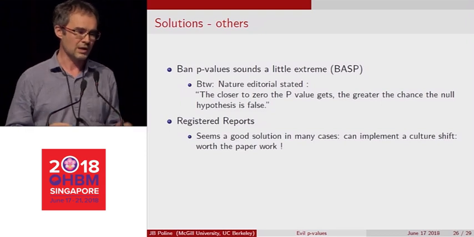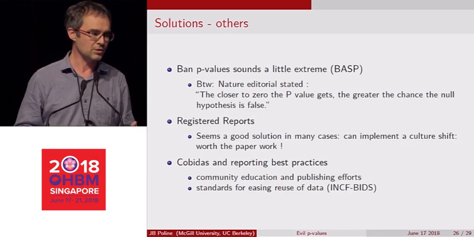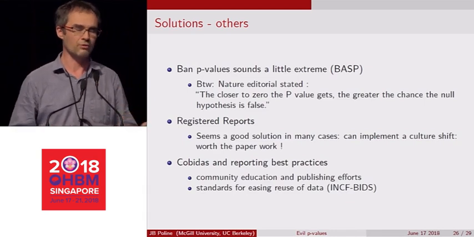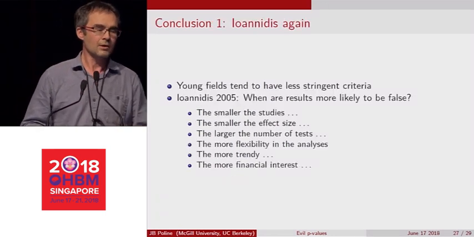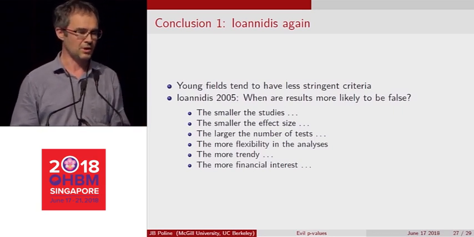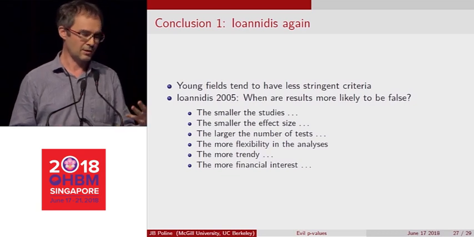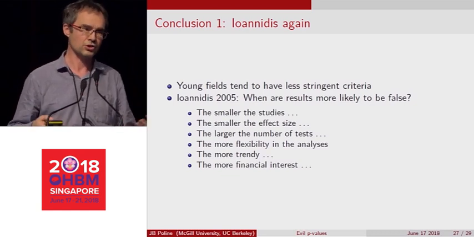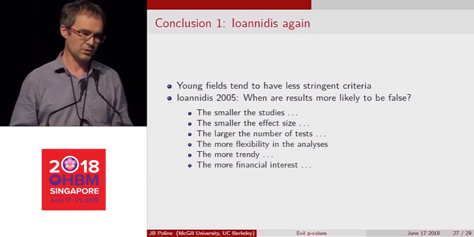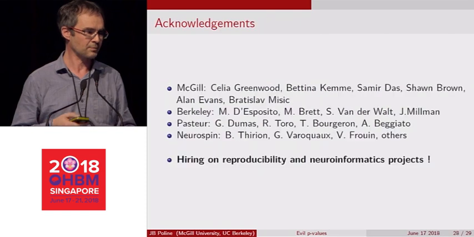So registered reports are a good solution. I think they should be used more and more. COBIDAS or best practices, getting some standards, or more reuse of data, all those are important aspects that we should be working on. So I think Ioannidis was right, and you should reread the conclusion of his 2005 paper. We should try to change the culture of how we do our statistics, and the training aspect of statistics as well.